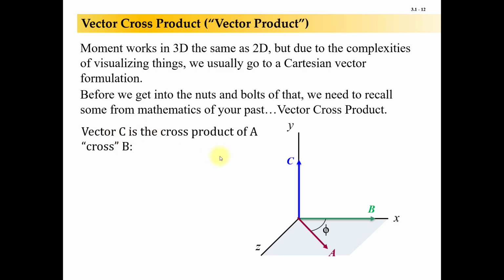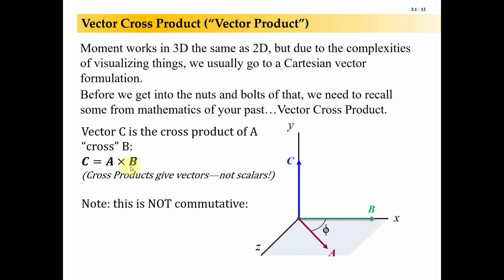So vector C here is going to be the cross product of A cross B, and you say it like that, A cross B. So C is equal to A cross B, and the answer, vector C here, is that. It's a vector. It's not a scalar. It's got I, J, and K potentially, right? In this case, it would only have J as it's drawn. But that's just this example. You can have vectors acting in all different directions.